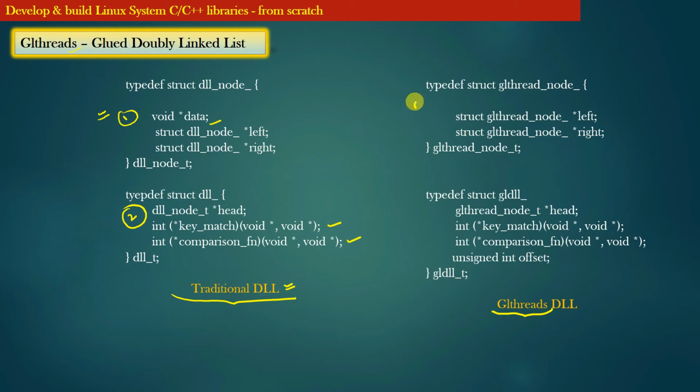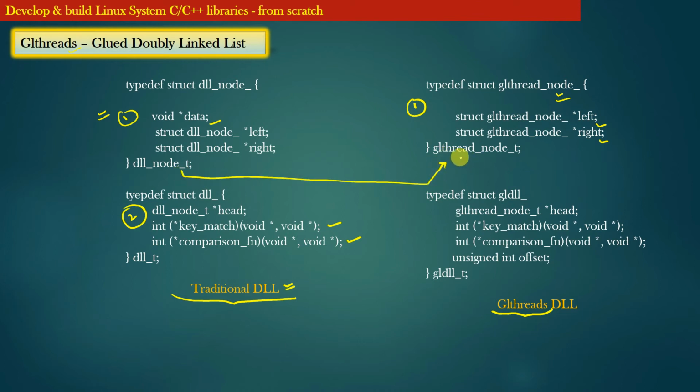So the first structure is the definition of a node of a GLThread. You can see that in the structure which represents a node of a GLThread, there are only two members. The first member is the left and the second member is the right. You already know that left and right members of a node of a linked list point to the left node as well as the right node in a linked list. So can you spot the difference between the definition of these two nodes?